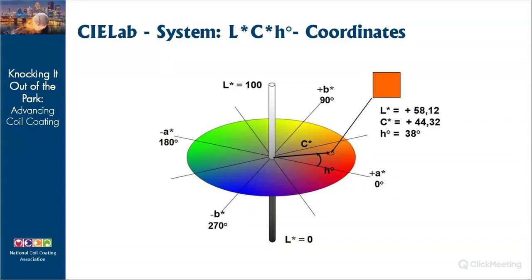With the CIELCH system, you can also navigate using polar coordinates. So again, the same level of lightness, darkness, but now I'm going to come out on my hue angle, and I'm going to start at 0 or at A, and it's counterclockwise. So I'm going to go, in this case, 38 degrees, and I'm going to draw a vector from the center of color space out to 44.32. And that's the same exact space, but I'm just navigating using polar coordinates instead of Cartesian coordinate system.